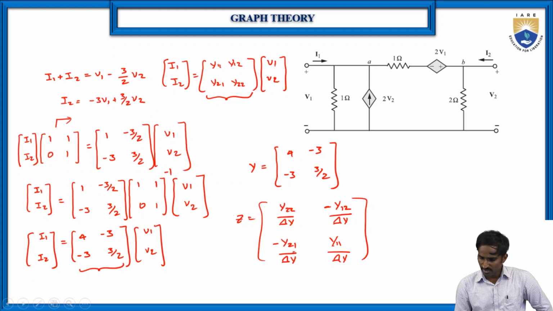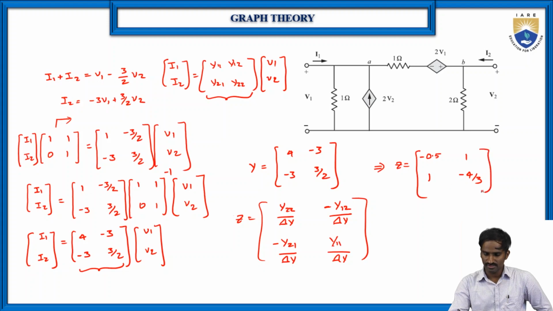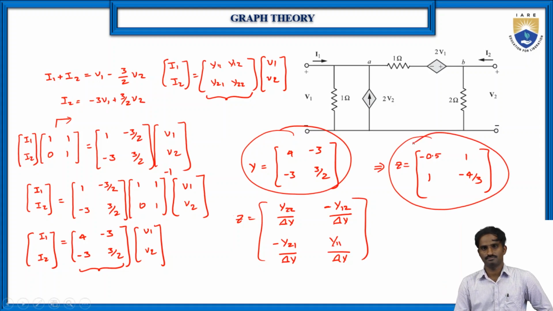So you just substitute all these y parameters in this equation, then you will get the z parameters. Finally the z parameters that you will get are minus 0.5, 1, 1, and minus 4 by 3. This is the z parameter. So now we have calculated the y parameters as well as the z parameters. See how simple it is. Of course, we are using the same techniques that we used in the previous problems, but with just a little change. That is the key point here. If you understand the key point, then it is very easy. Otherwise, you may feel it is difficult.